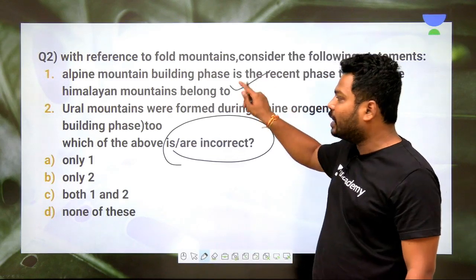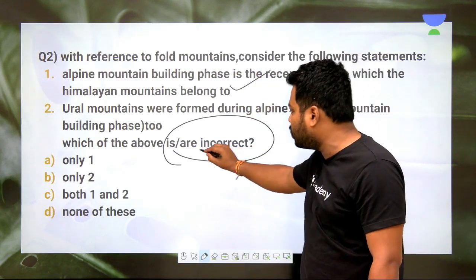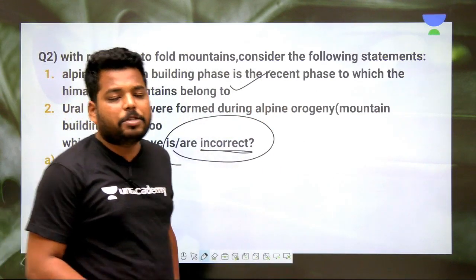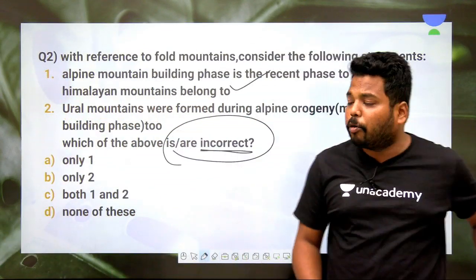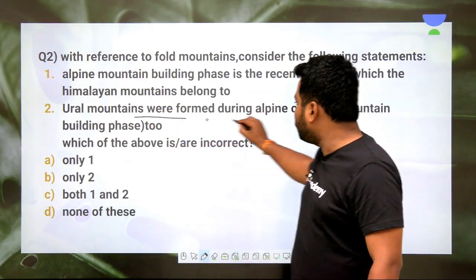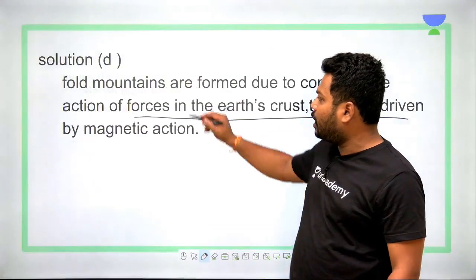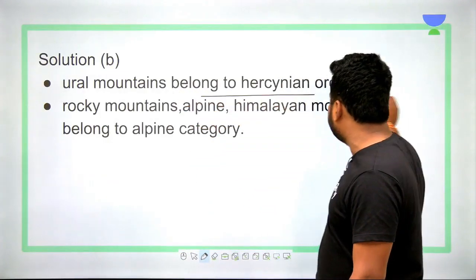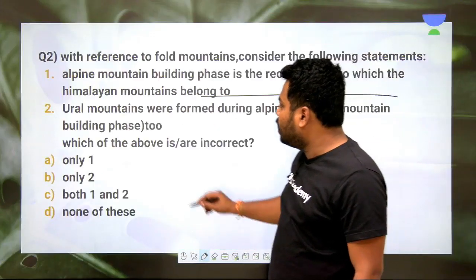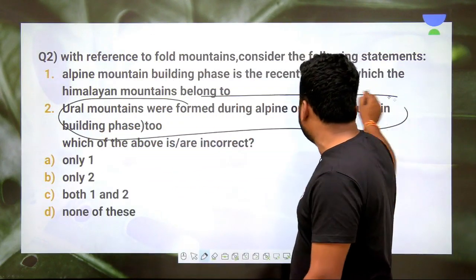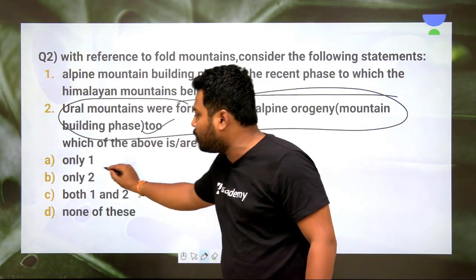Hence this is correct, this can't become the option. Why? Because as he is asking which statements given in the question are incorrect, you have to pick the incorrect one. Hence, if you see, Aral mountains were formed during Alpine orogeny, but Aral mountains, as explained, belong to Hercynian orogeny, and hence this can't become the answer.